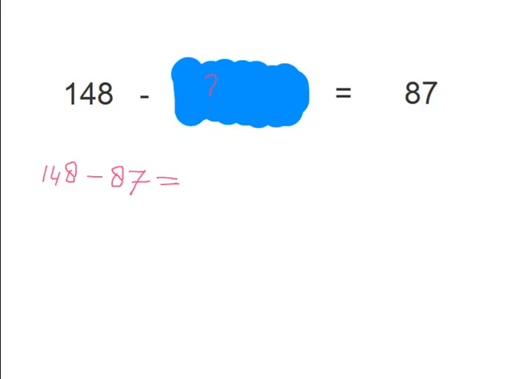So let's round up 87 to 100. So in this case, we must add 13 to the 87. And if you add 13 to the 87, you must add 13 to the 148. Okay, so now we have 161 minus 100. And we know that equals 61. Okay, so we know that 148 minus 61 equals 87.